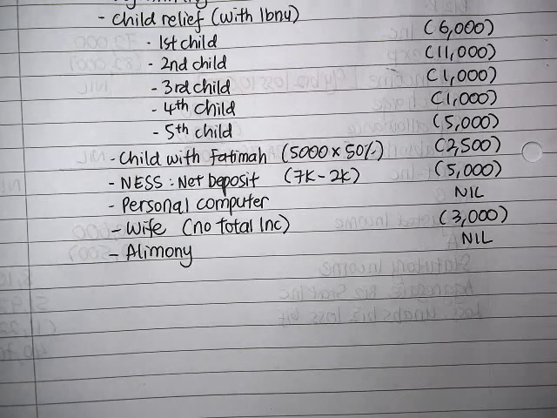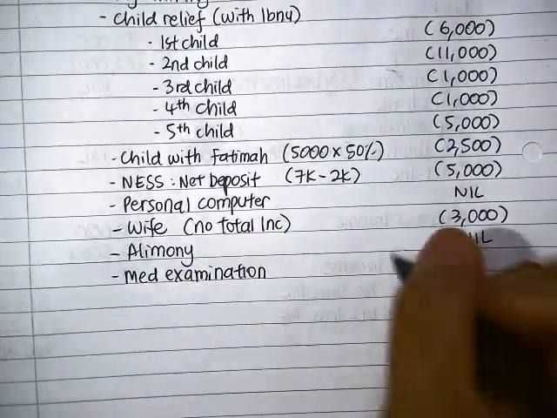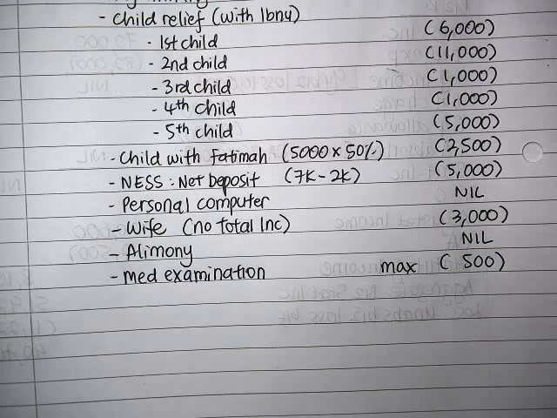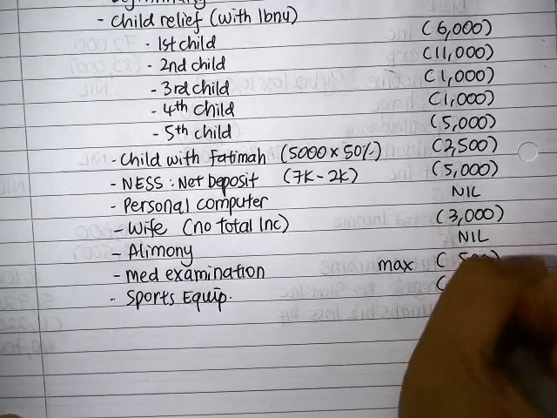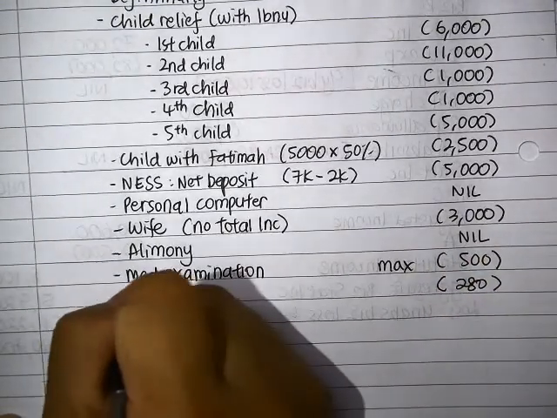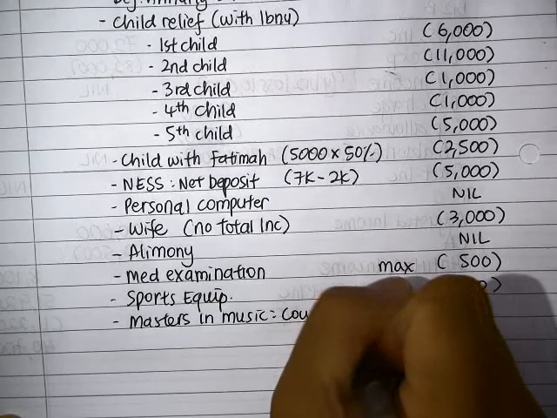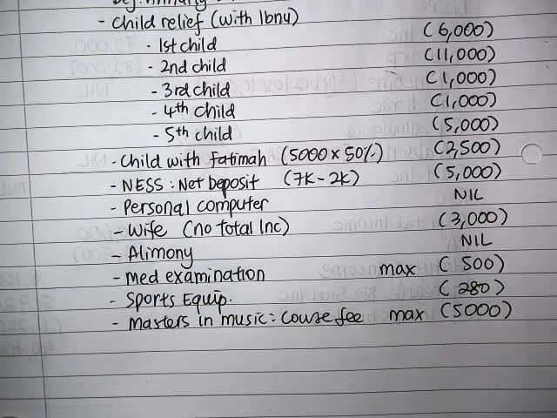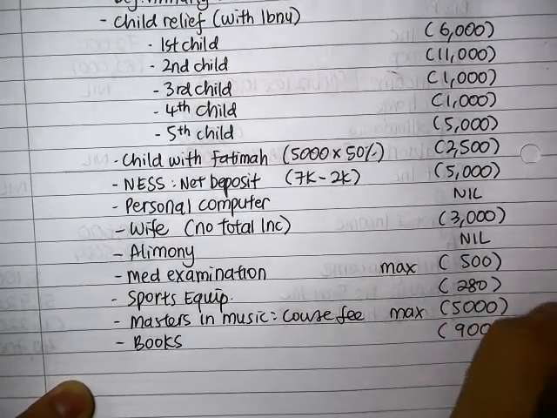Okay. Medical examination. Now there's no medical expenses for serious disease, so you just claim this alone, maximum 500. Then your sports equipment, 280. Your master in music fee, the course fee, 5,000. Books, the reading material, 900.